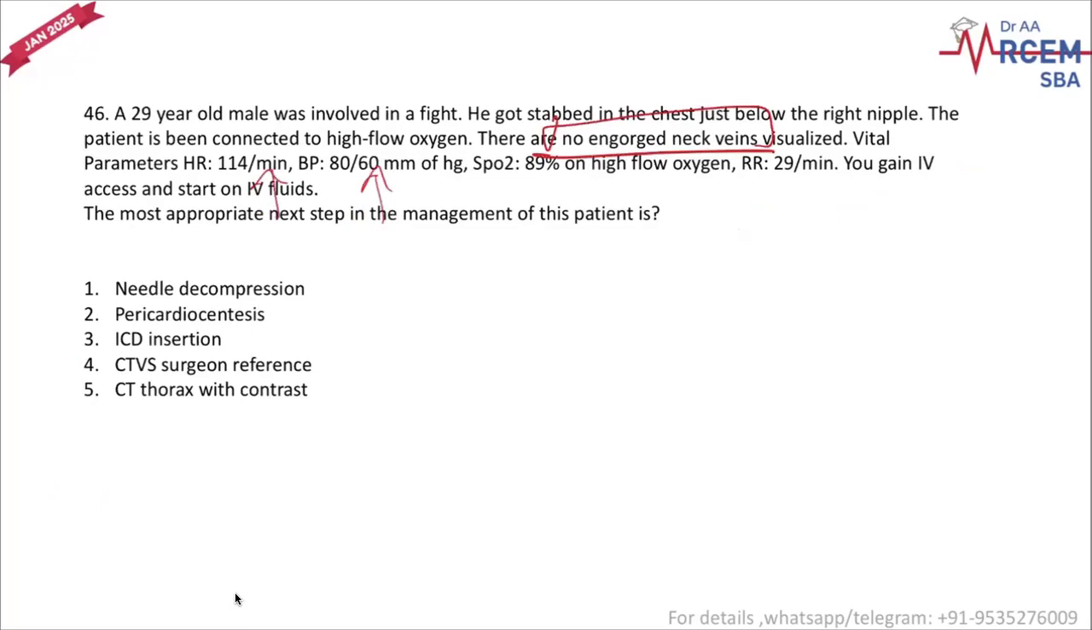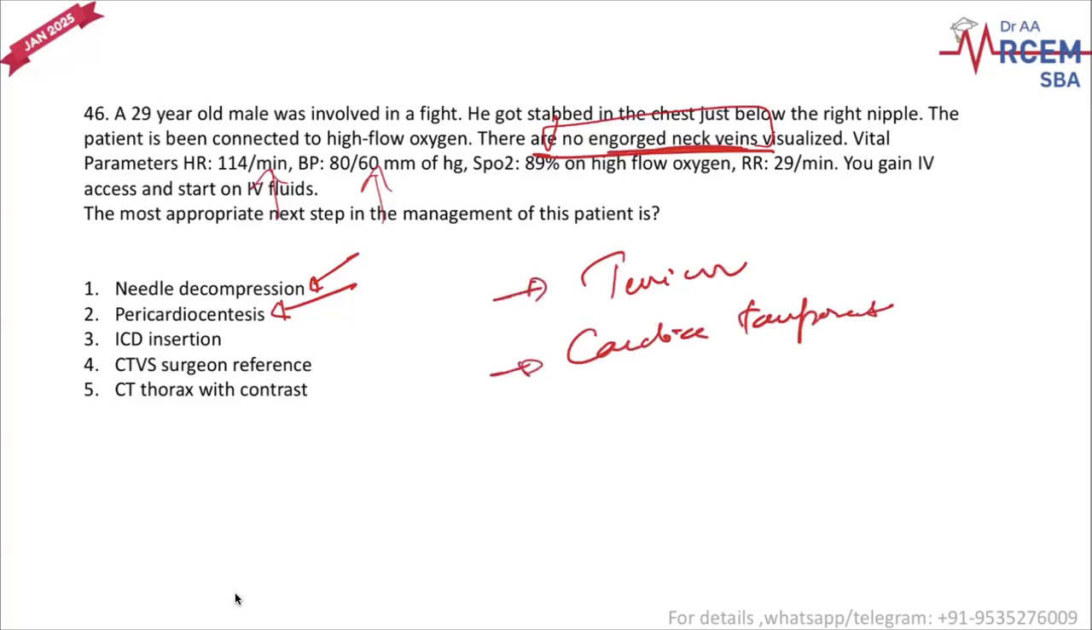So what do you think has happened here? One of you has mentioned needle decompression. Any other answers? Another one of you has mentioned pericardiocentesis. Let us break this down. Needle decompression is done for tension pneumothorax. Pericardiocentesis is done for cardiac tamponade. No engorged neck veins are seen, which is suggestive of what? That means there is no tension pneumothorax and no cardiac tamponade. Both of these can be ruled out.